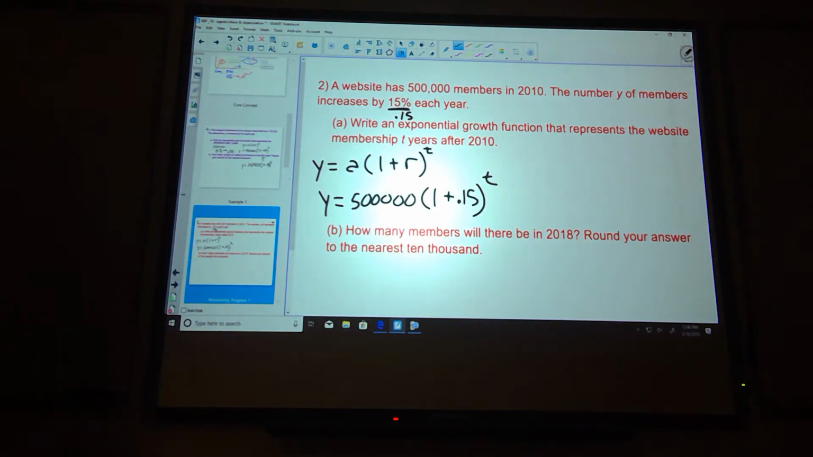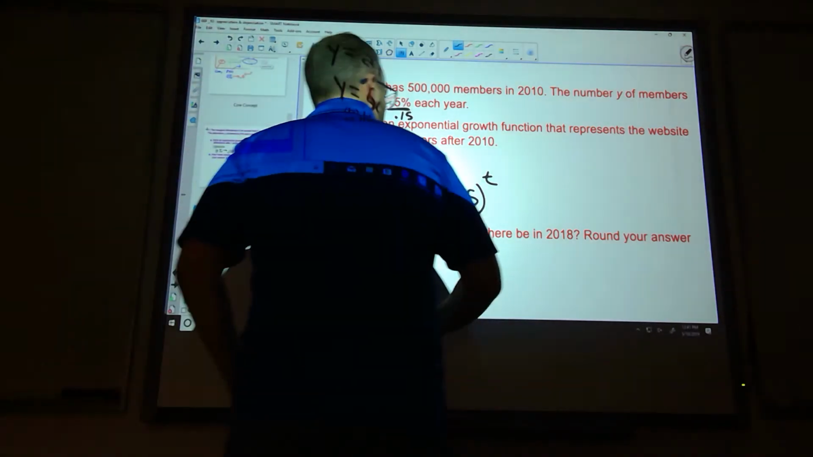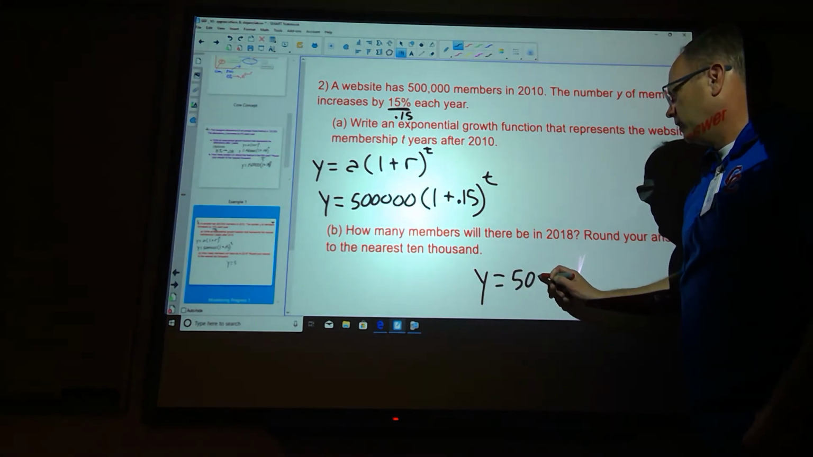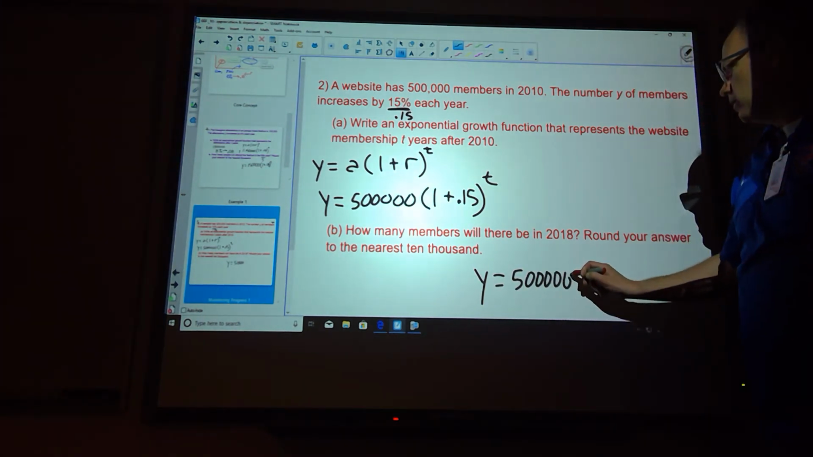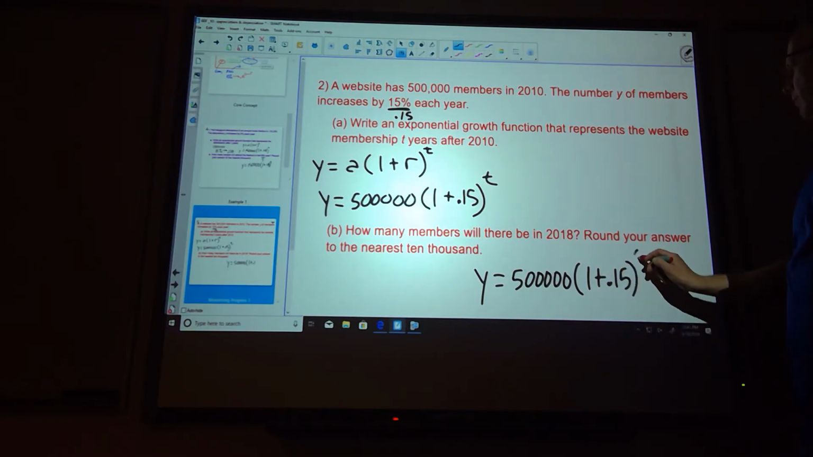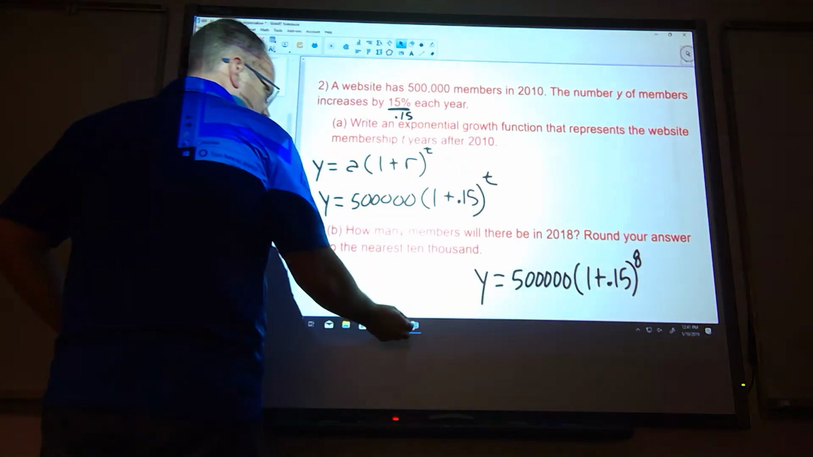How many members will they have in 2018? So 11, 12, 13, 14, 15, 16, 17, 18, after 8 years. So I'm going to plug an 8 in for that. 500,000 times 1 plus 0.15 raised to the 8th power. So there could be more than 500,000, right?